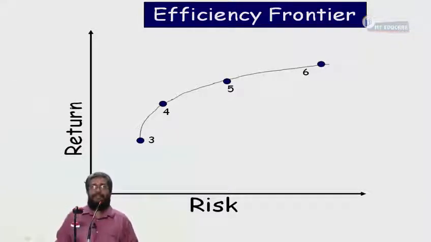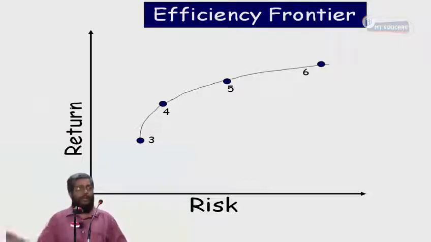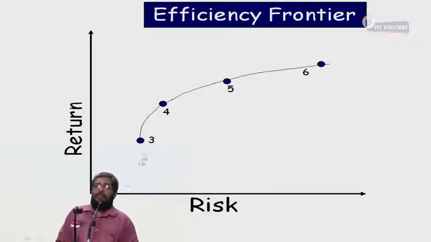Now the next question is, okay, I know that I have to find one of the portfolios on this curve and then invest. The question is, should I invest in portfolio 3 or portfolio 4 or portfolio 5 or 6 or anything in between? Now, I know that in one of them I should invest. All are efficient. Which should I invest in? Invest in 6 or 3?